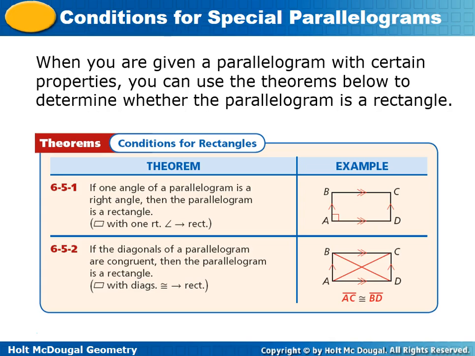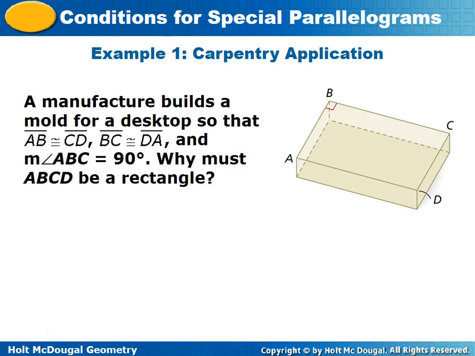And then B and D would also be right angles because B and D are supplementary to angle A in a parallelogram, because both consecutive angles to angle A are supplementary. Then the next one says if the diagonals of a parallelogram are congruent, again, this is a parallelogram, and the diagonals are congruent, then it's a rectangle. So we're going to use these properties with our next problem.